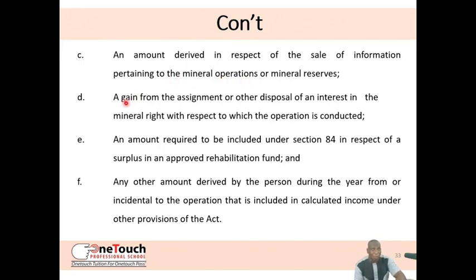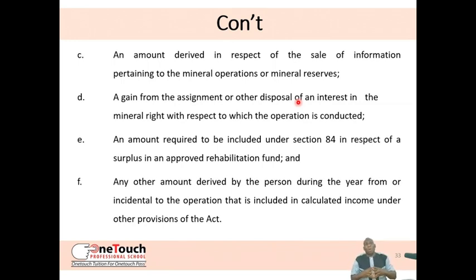D, again, from the assignment or the disposal of one's interest. The company can decide to assign its interest or dispose of its interest to another person. Any gain from the assignment or the disposal of an interest in the mining rights with respect to the operation constitutes an income from the mining operation. So you have a mining right and you decide to assign or dispose of that right. It can be 100%, it can be 80%, 70%, 60%, 30%, whatever.